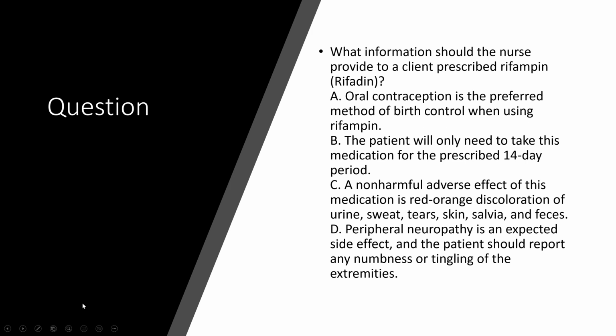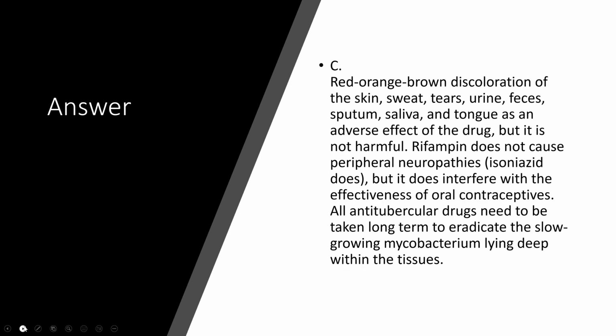Okay. So what information should the nurse provide to a client who is prescribed rifampin? A, oral contraception is preferred method of birth control when using rifampin. B, the patient will only need to take this medication. No, I think this is like your last one. Yep, so it's gonna be C.